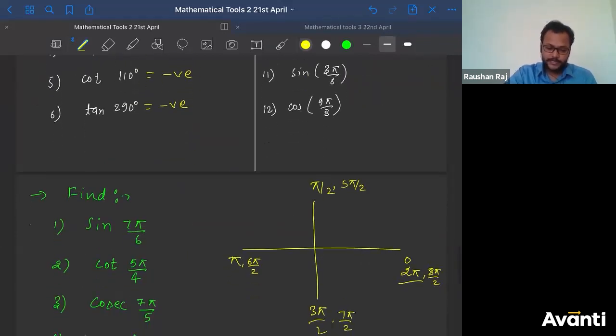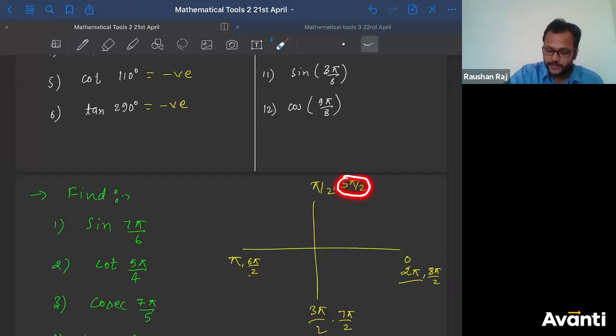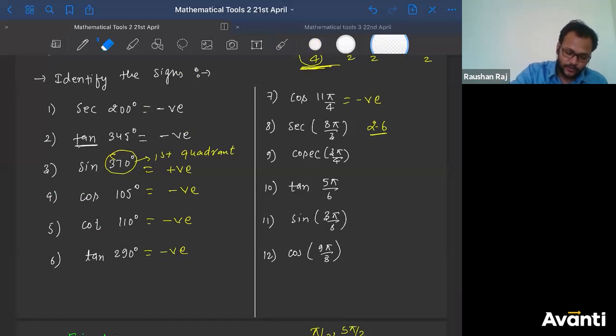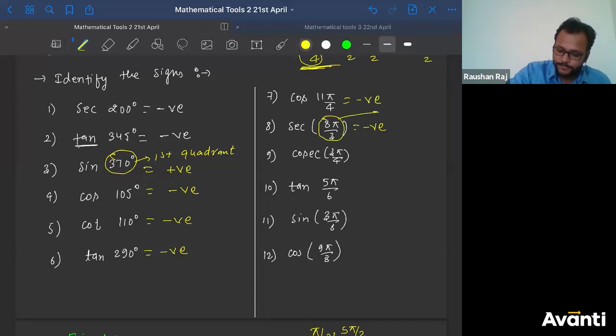Now, let me write it here. This is 3 pi. This is 2.5 pi. But we are talking about 2.6 pi. That means this one. 2.6 will be somewhere here. This will be greater than 2.5, less than 3. So in second quadrant, do we have sec theta as positive? No. So I'll say this will be negative because this angle will lie in the second quadrant. Guys, did you understand this?